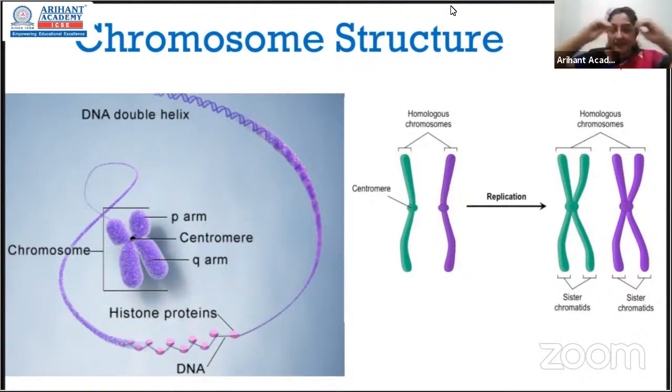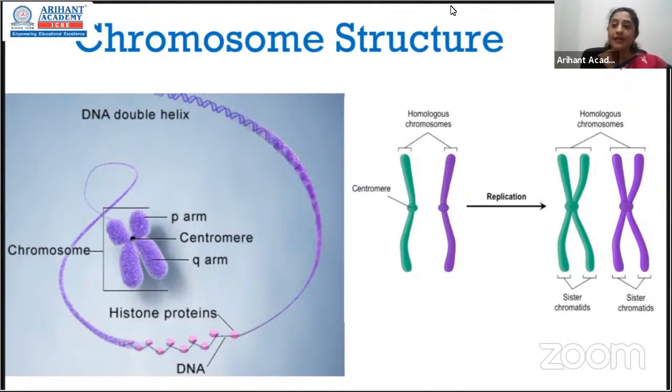Now, when the cell divides, the sister chromatids split at the centromere and an equal number of chromosomes pass to each daughter cell. So 92 is going to split into 46 and 46, and each cell gets the correct number of chromosomes. Hence, you always see an X-shaped chromosome. Now comes the other question. What is a chromosome made up of?